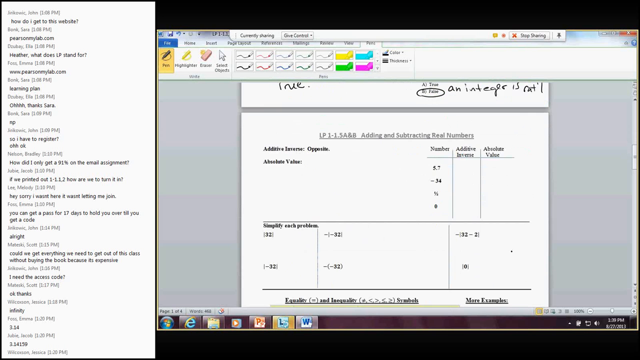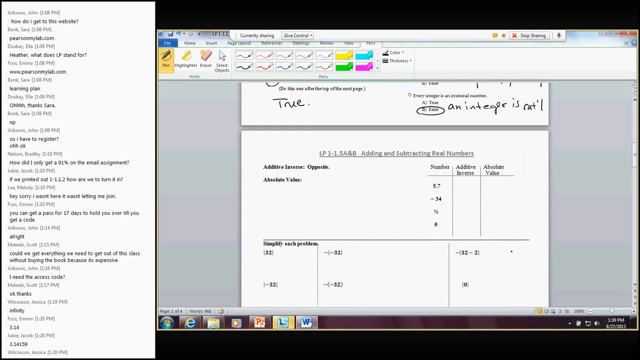We're talking about two different things that start with the letter A. Additive inverse is really just the opposite. Additive inverse just means opposite. So if something's positive, its additive inverse is negative.